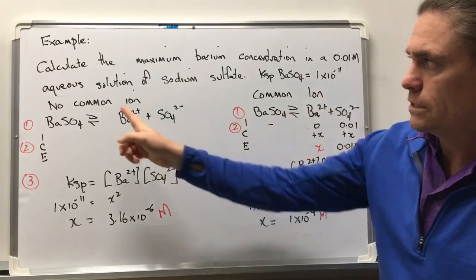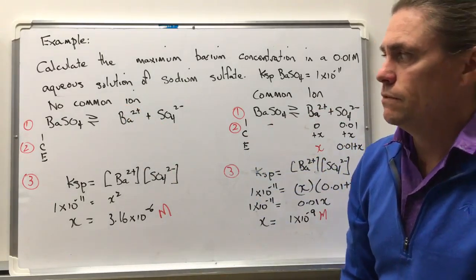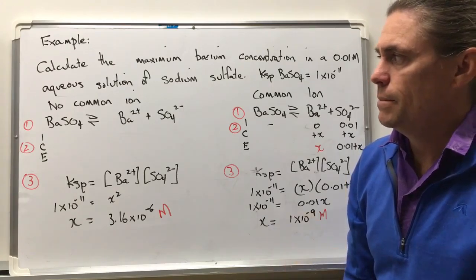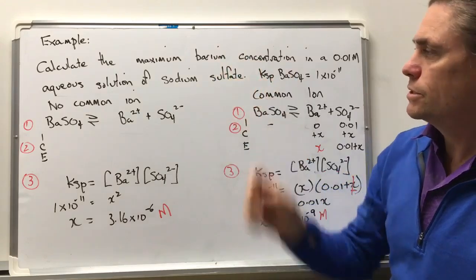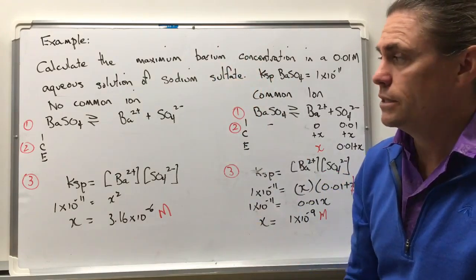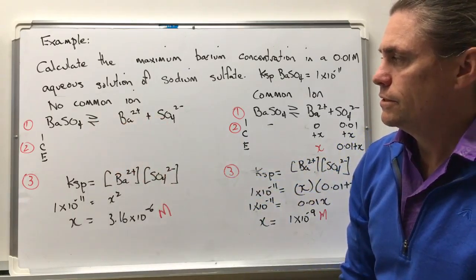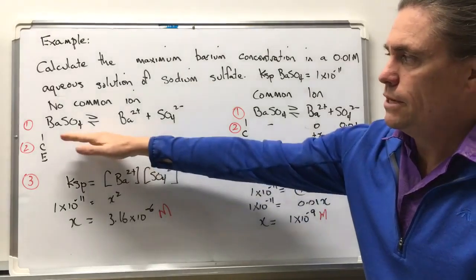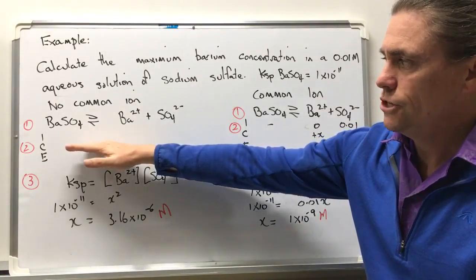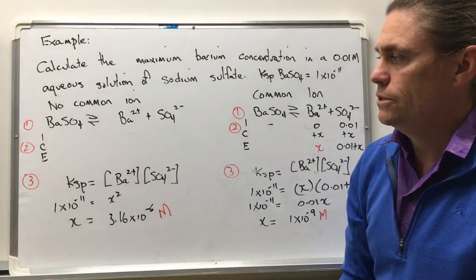So first of all, let's look at it when there is no common ion present. First step in solving this type of problem is to set up our equilibrium reaction. So our barium sulfate is the compound in question. So we set that up in equilibrium with its ions. So it dissociates into barium ions and sulfate ions. Now, we'd normally go through the initial concentration, a change, and then our equilibrium concentrations, but for this part we don't need to do it.